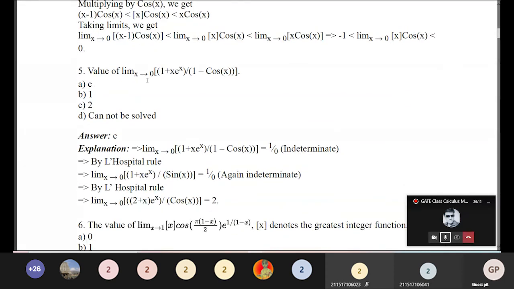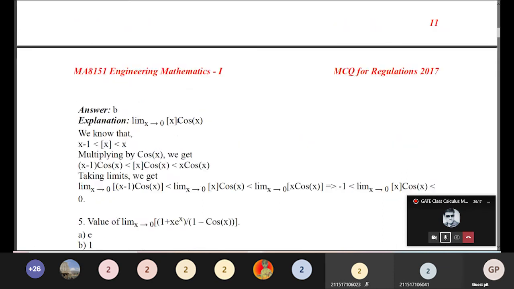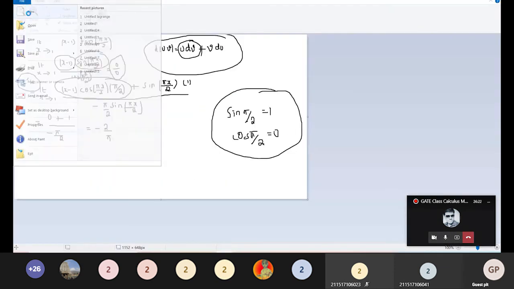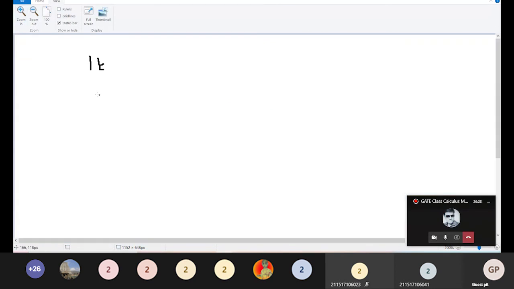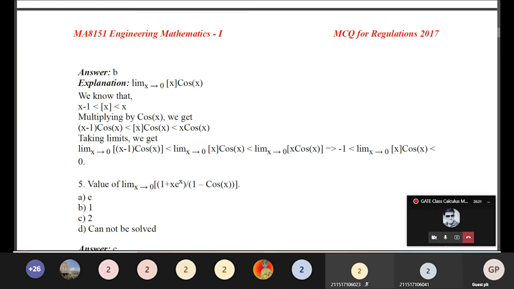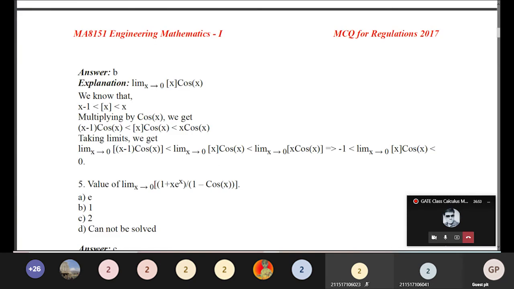Problem number 5 is very similar to the previous problem. Can you try this problem? The limit as x tends to 0 of (1 plus x) into e power x is the numerator. The denominator, I think, is 1 minus cos x.